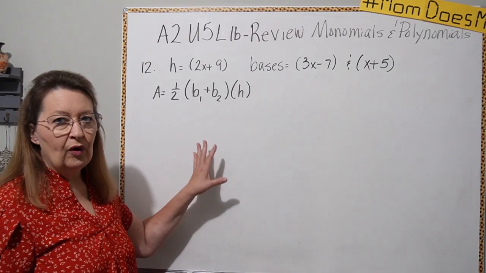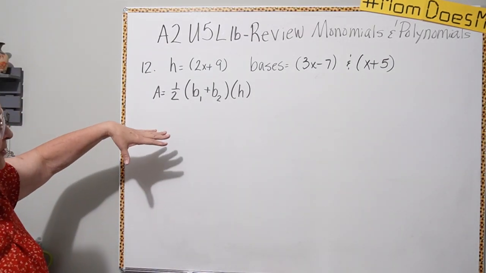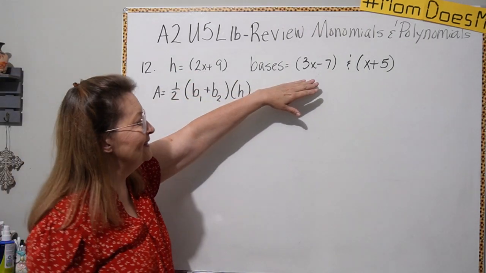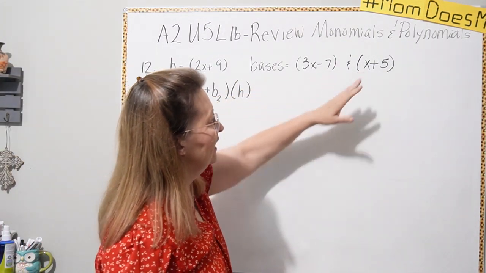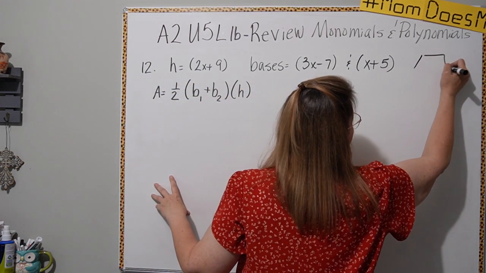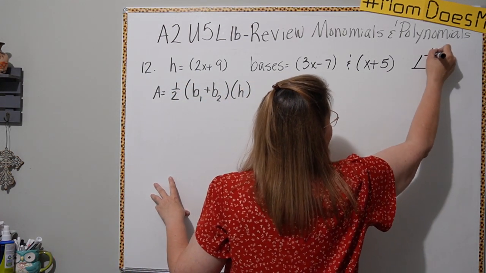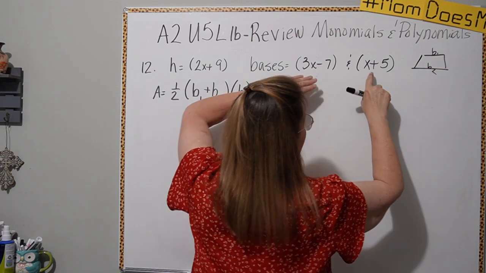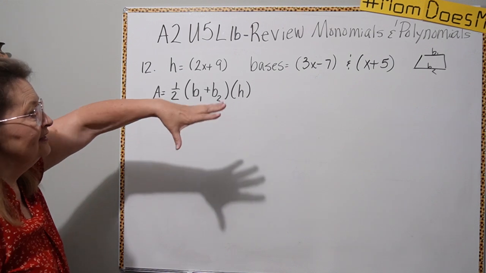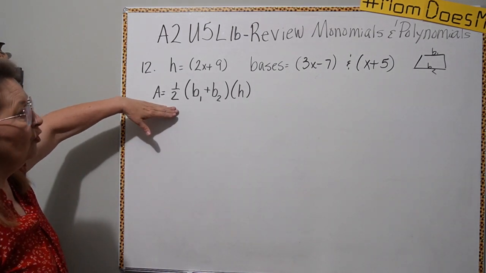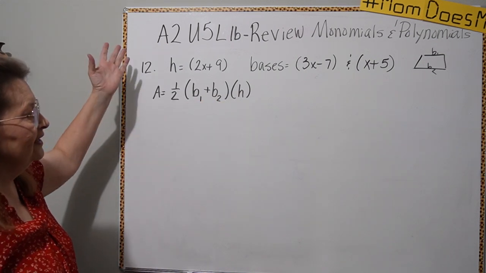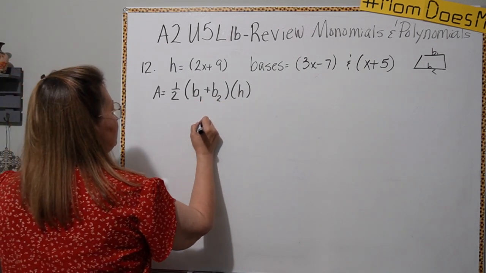Okay, number 12, we have a word problem. We need to find the area of a trapezoid. And the height of the trapezoid is 2x plus 9, and it has bases of 3x minus 7 and x plus 5. And just to review, a trapezoid looks like this. That's why the bases B1 and B2 look different, because one of them is longer than the other. All right, so that's the area. Now, here's your formula for area, and we're going to fill in these things, and then we're going to solve it. So let's just get started.